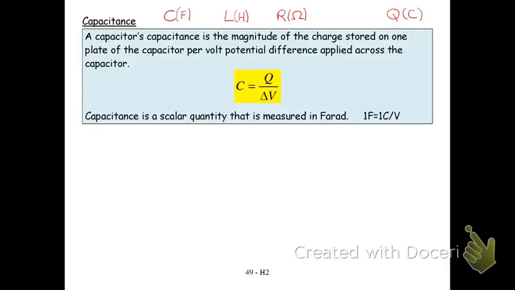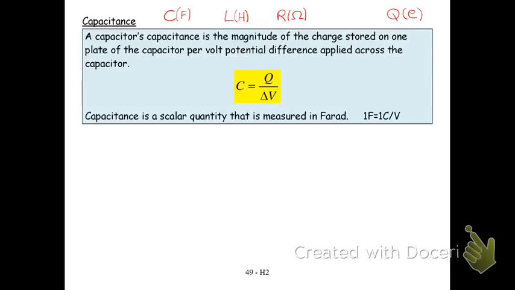Sometimes people will do a curly C for charge, and a Roman C for capacitance, and they'll try to make their symbols look a bit different. That's your choice, as long as it's recognizable, I don't mind. Okay, so watch out for that. Capacitance is a device which stores charge.